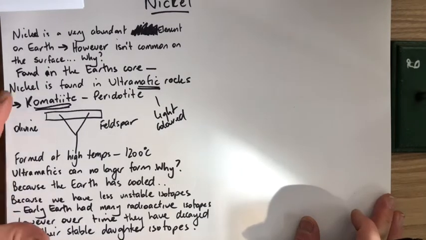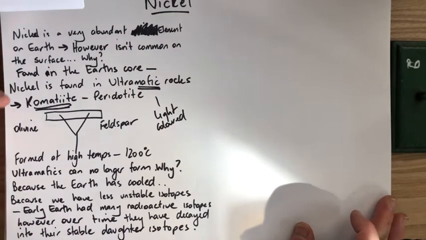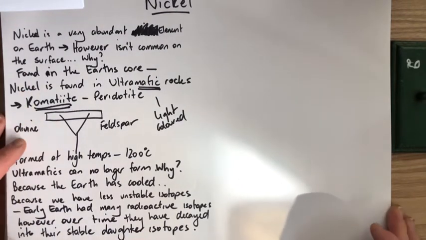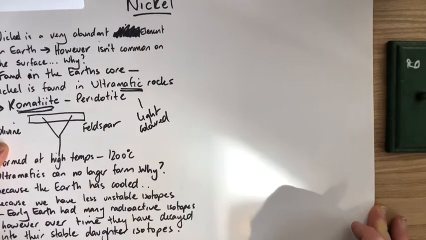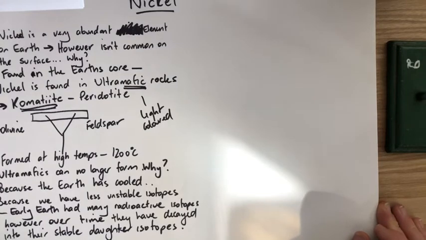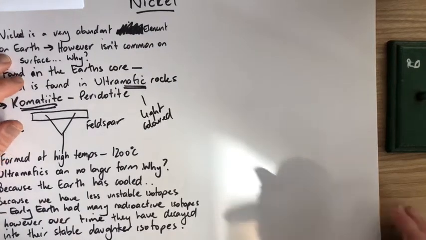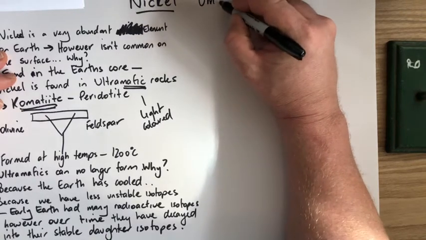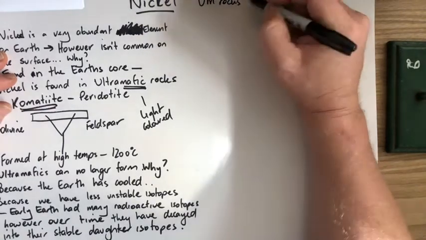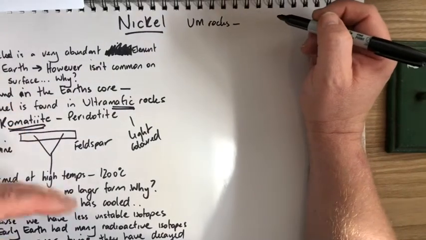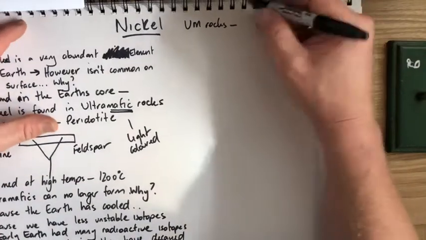So we know now that we've got nickel and it appears in our ultramafic rocks. So let's talk a little bit about how this happens. I'm just going to move that over a little bit so everyone can see. All right, so ultramafic rocks. I'm just going to label them as rocks. These guys are very rich in metallic minerals.